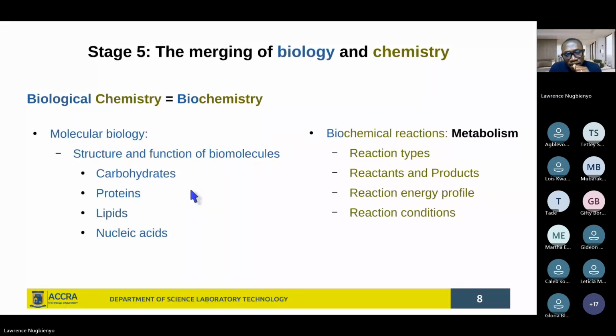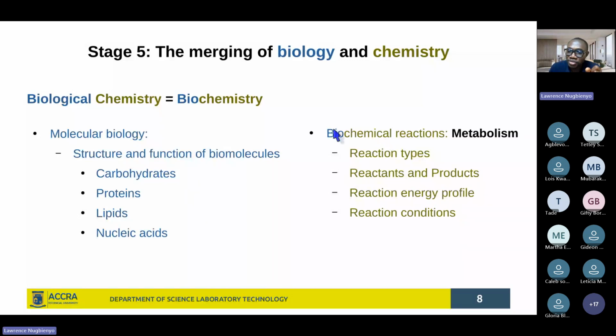Right. Now, if you are talking about molecules at this level of biology, then of course, you can now talk about the interaction between the molecules. This is where you're now referring to biochemical reactions.